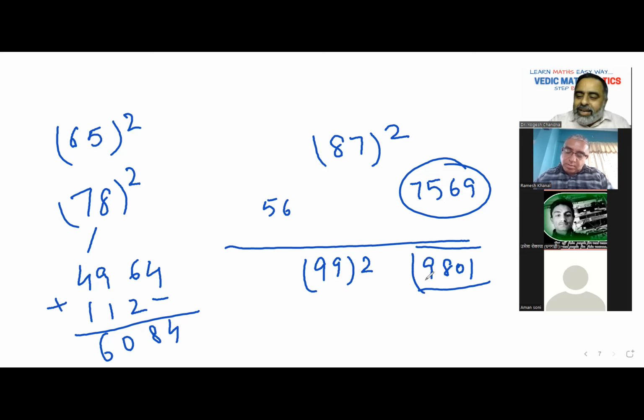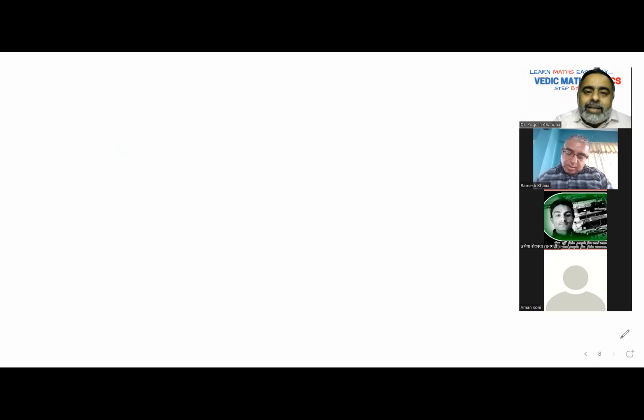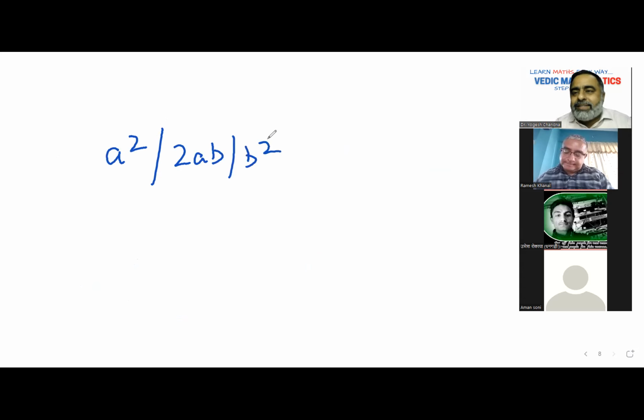Okay. Now see, in this method, when we were writing a square, b square, and 2ab, we were concentrating that the first space has to be left. The other way, you can write it as a square, 2ab, and b square. Then also you have the answer. And here you don't have to bother to write in 2 digits.